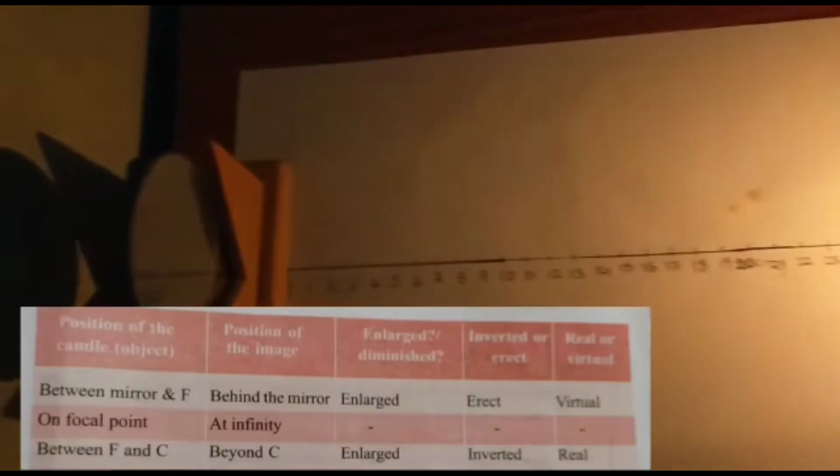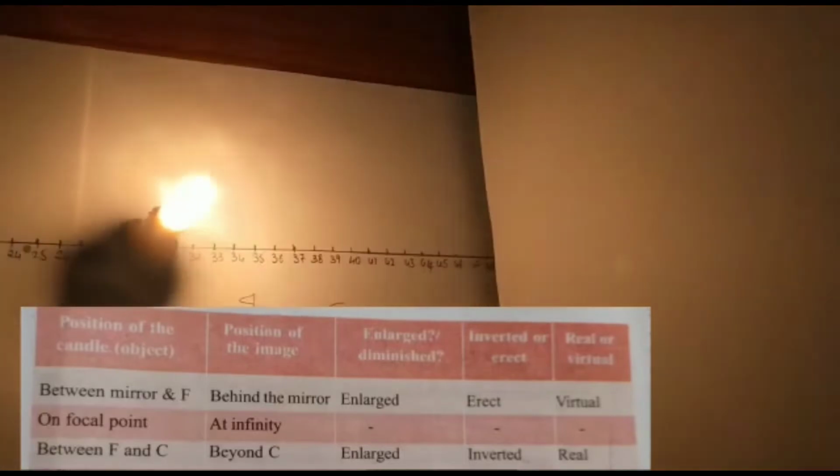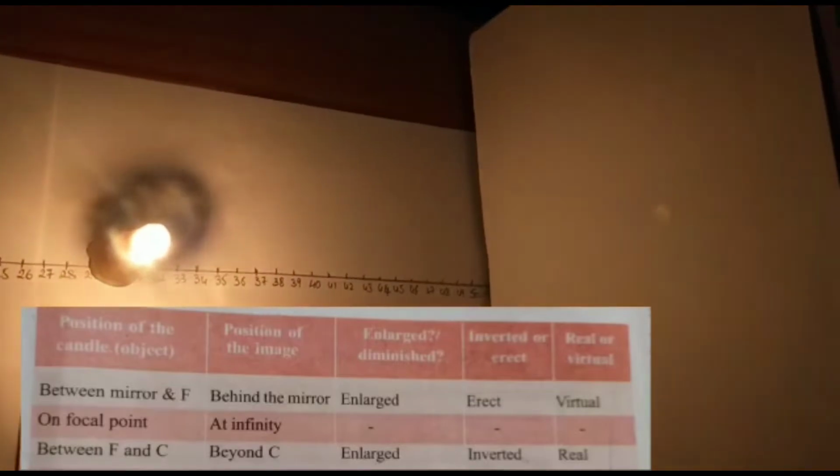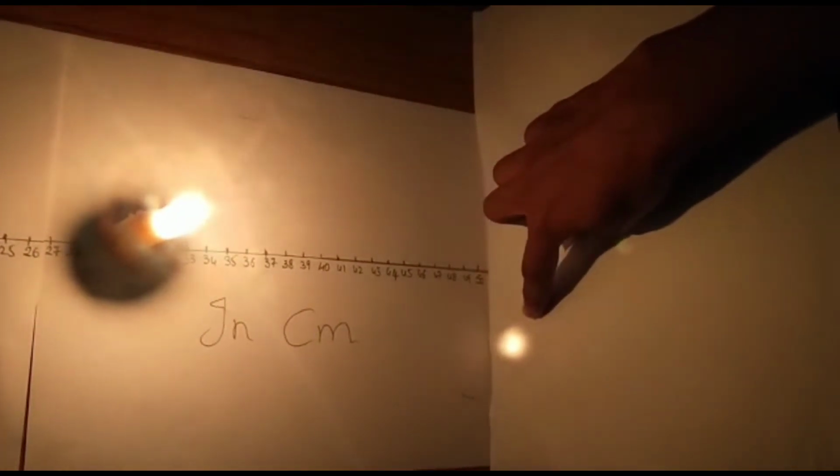Then, third case, I am placing the object between F and C. I have placed the object between 20 and 40. Now I am getting the image beyond C. Our center of curvature is 40, right? Beyond C I am going to get the image. So you can see that we are getting an enlarged and inverted image. So this is the third case.